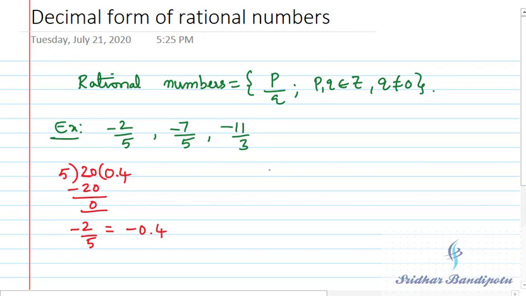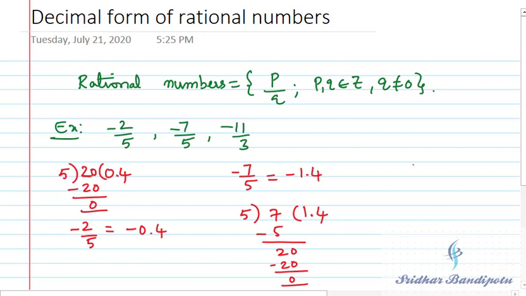Now, the second example, minus 7 by 5. If you perform division, 5 one time, 5, 7 minus 5 is 2. So, the decimal you can take here, 5 4 times is 20. So, minus 7 by 5, we got minus 1.4.